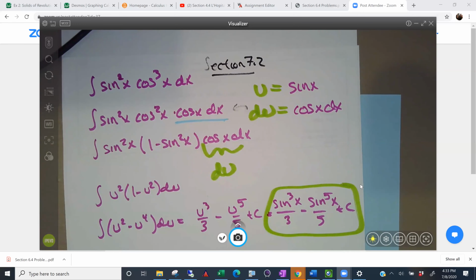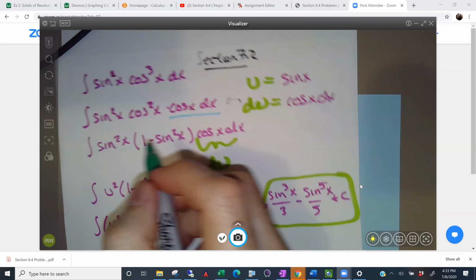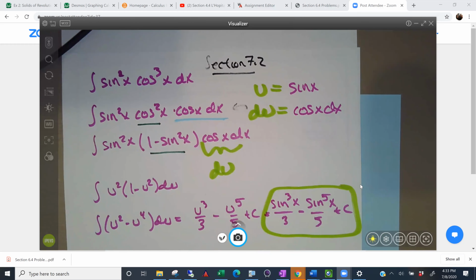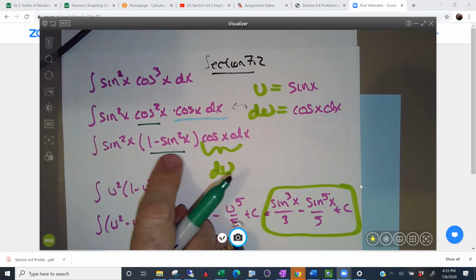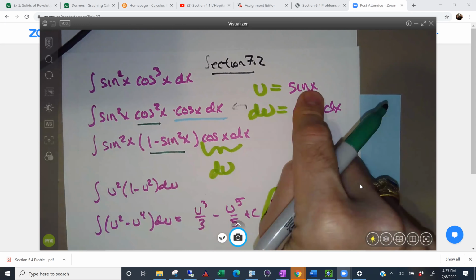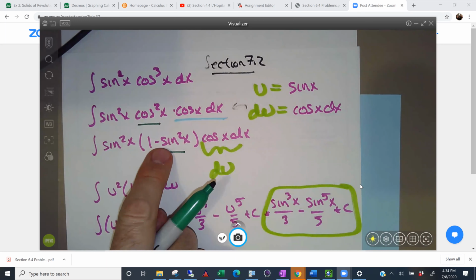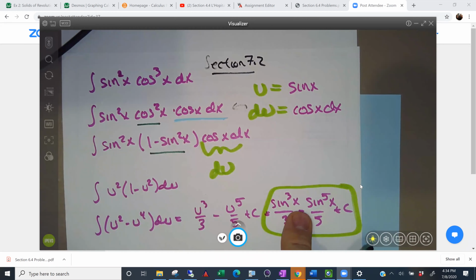So I went from here to here using the Pythagorean Theorem. The reason I did that is because now I've got the rest of my function, other than my du term, in terms of sines. So now I can make my substitution. u equals sine of x, so that's sine squared times 1 minus sine squared, or u squared times 1 minus u. Integrate, substitute back for u.